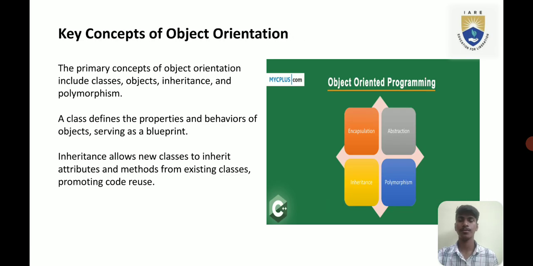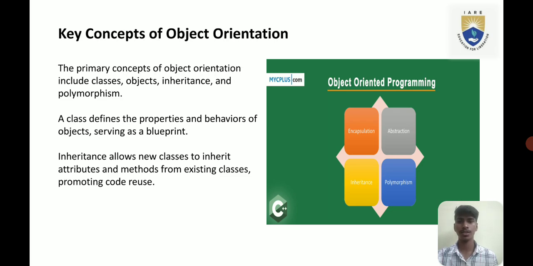Then, key concepts of object orientation. The primary concepts of object orientation include classes, objects, inheritance, and polymorphism. A class defines the properties and behaviors of objects, serving as a blueprint. A class is the blueprint of the objects and the behaviors.